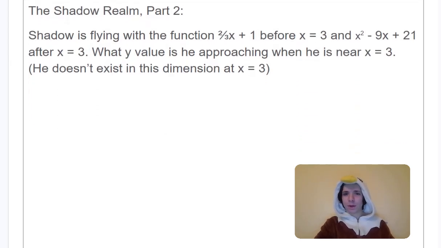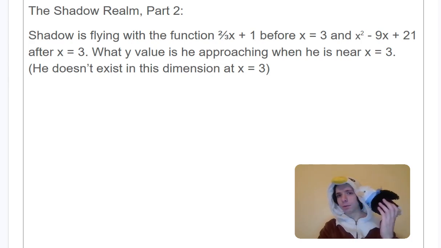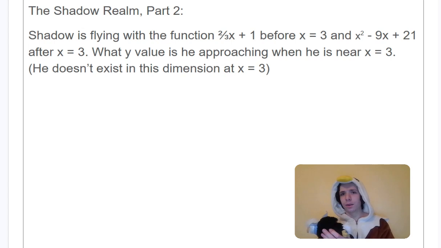Shadow is flying with the function 2/3 x plus 1 before x equals 3, and x squared minus 9x plus 21 after x equals 3. What value is he approaching near x equals 3? And we're assuming he just doesn't exist in this dimension at x equals 3. So the value at x equals 3 is undefined. So it's going to be flying, and we want to know what he's getting really close to near x equals 3.